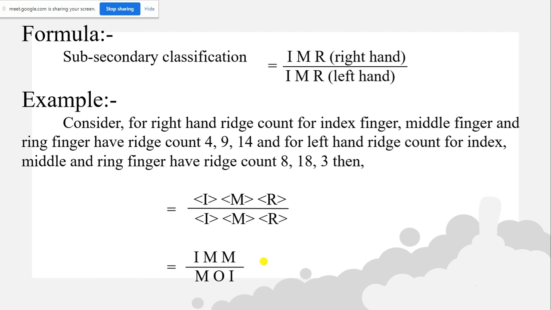The formula is IMR for the right hand by IMR for the left hand. So, for example, if we have a right hand ridge count for index, middle and ring finger to be 4, 9 and 14, and for the left hand it is 8, 18 and 3, then we will be having a subsecondary classification formula of IMM over MOI.